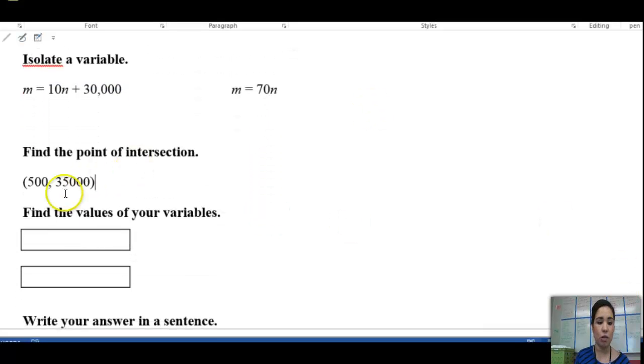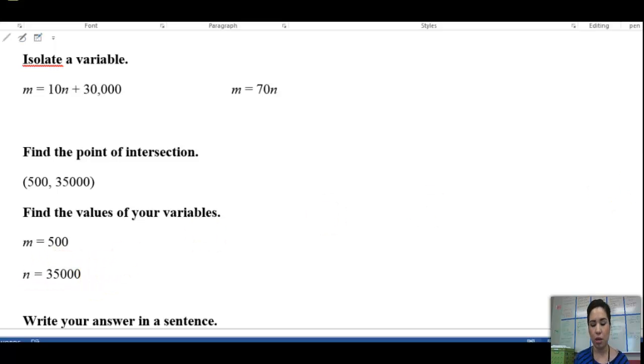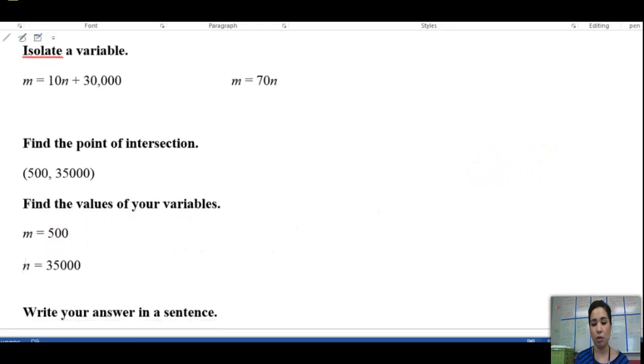So find the values. We're saying that 500 is going to be the number of, I think it was chairs, and the other one is going to be the amount of money. So 3,500 chairs, and that's going to give us $500.